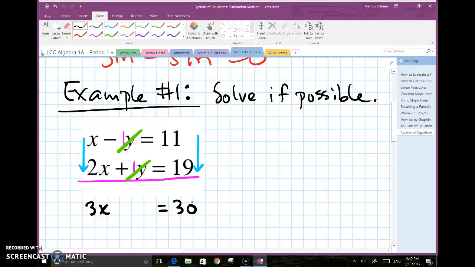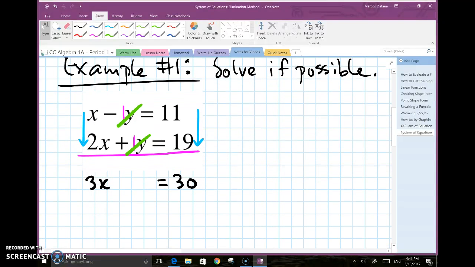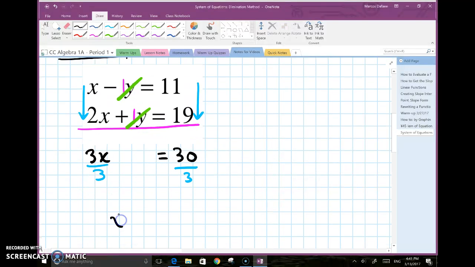Okay, now this leaves me with a one-step equation that I can solve mentally. 3 times a number is equal to 30. What number is that? Well, the only number it could be is a 10. But if you want to be very thorough and show our work, then we would divide by 3, and we would get x is equal to 10.